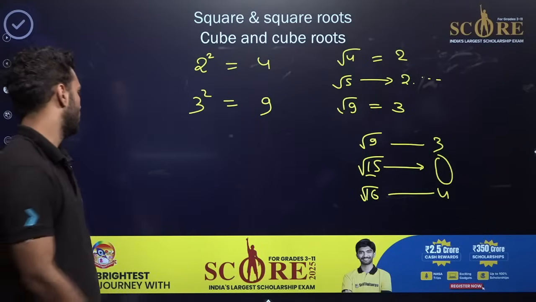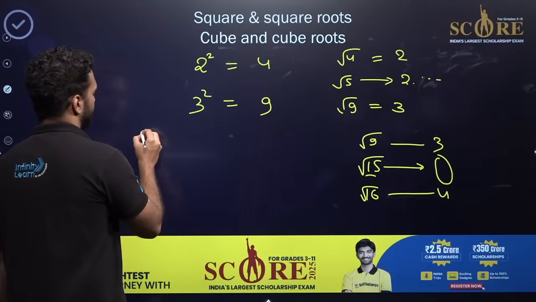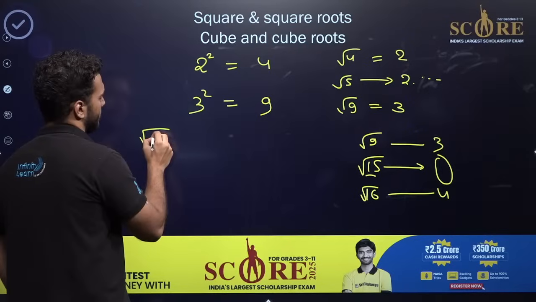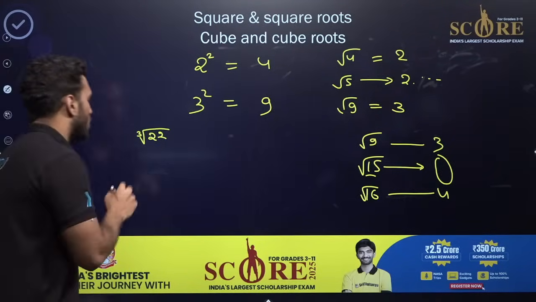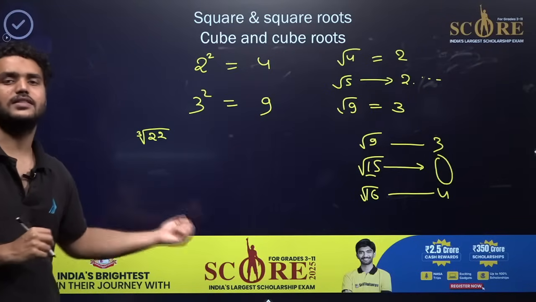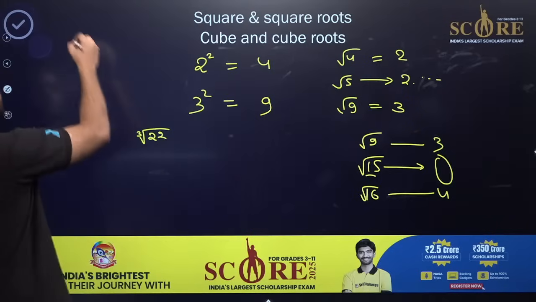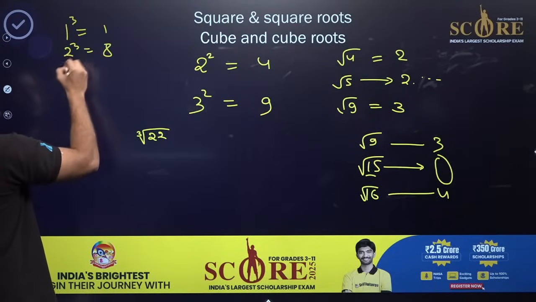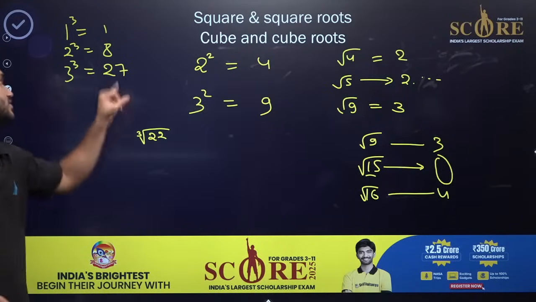Same goes for cube. How? Like I wanted to find the integers between which the cube root of 22 lies. This is cube root. So what is the perfect cube number greater than 22 and the perfect cube number less than it? Sir, if I write cube of 1, this will be 1. Cube of 2, this will be 8. Sir, cube of 3, this is 27. So this 22 lies between these two numbers.